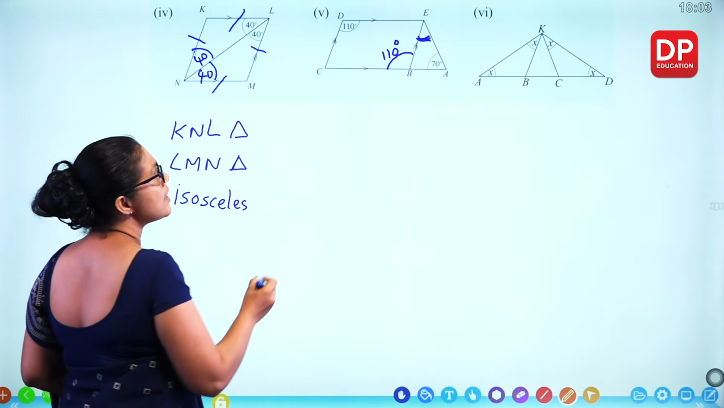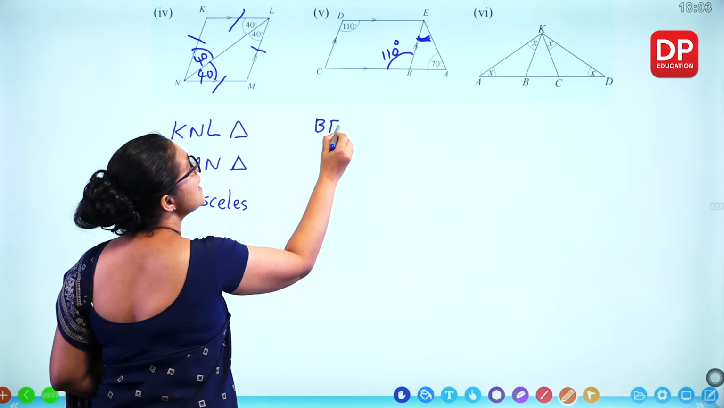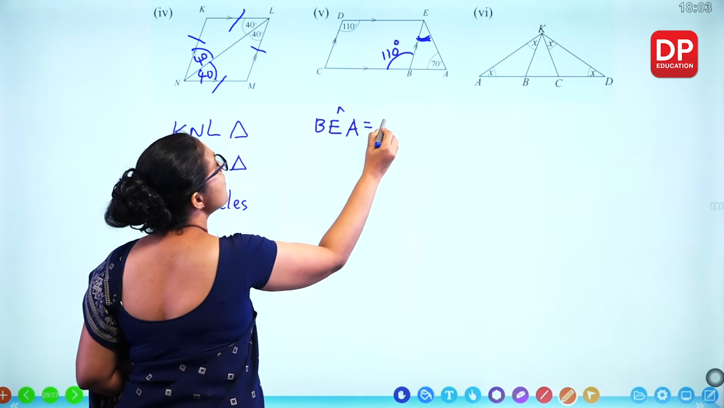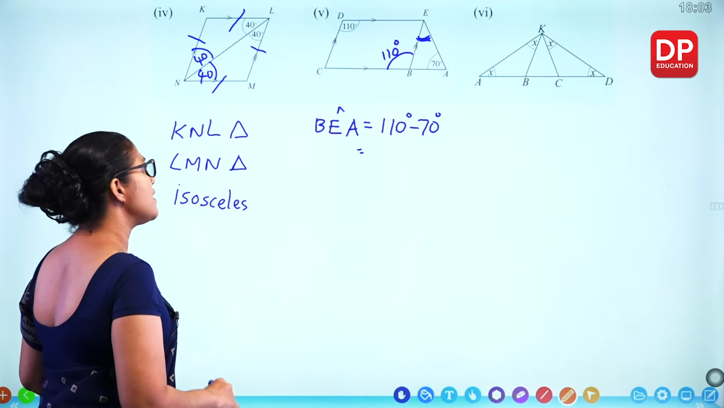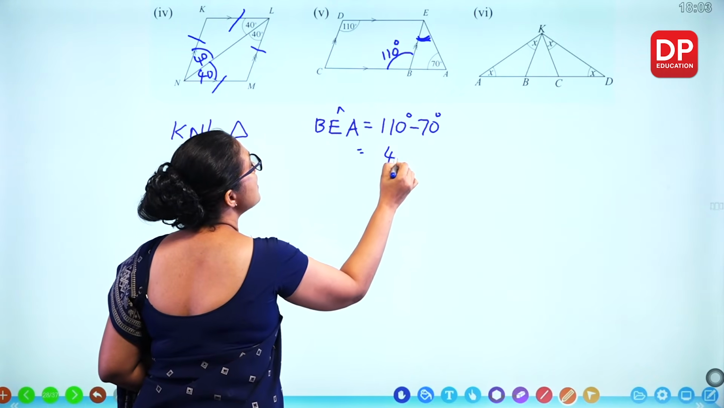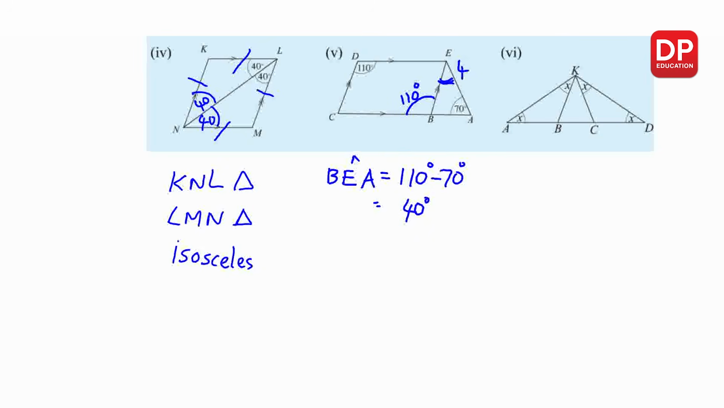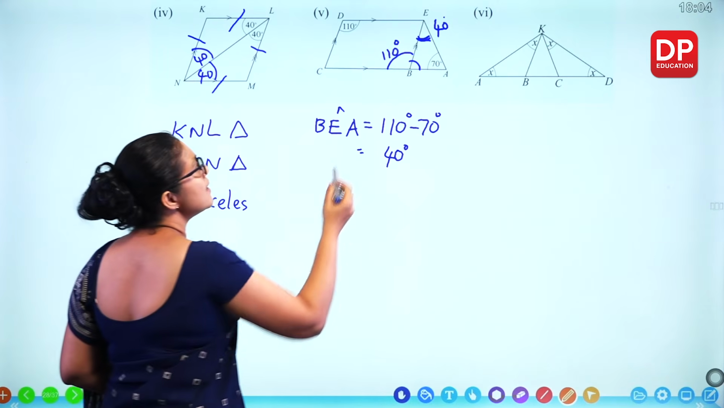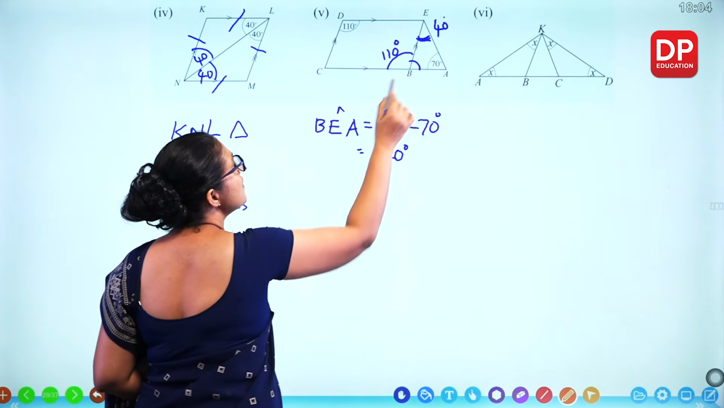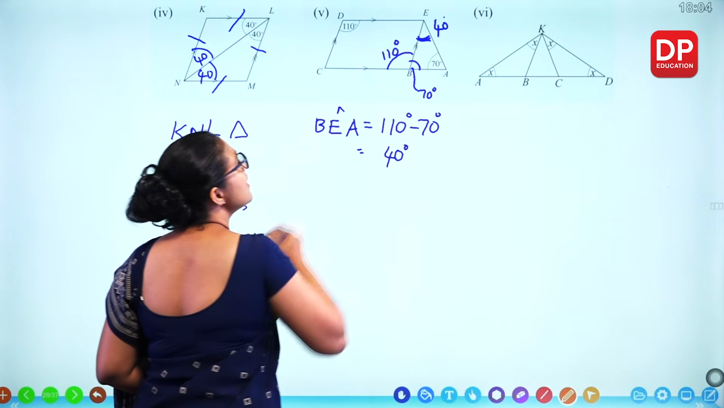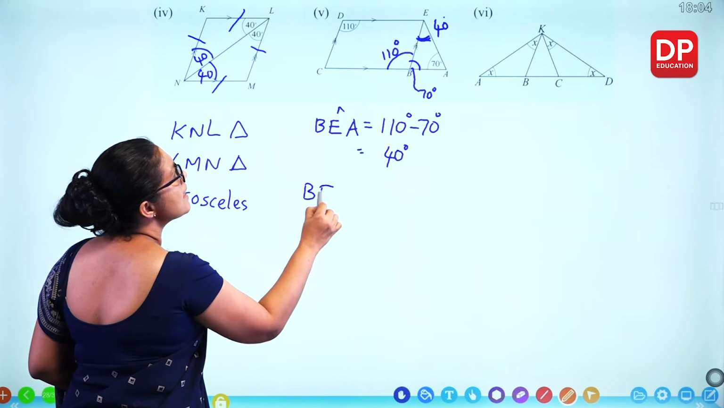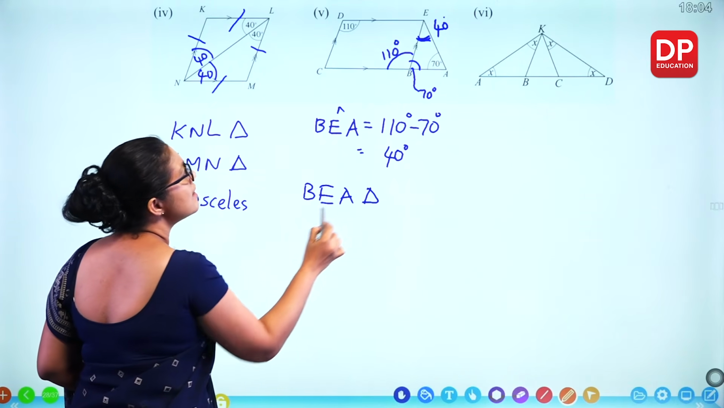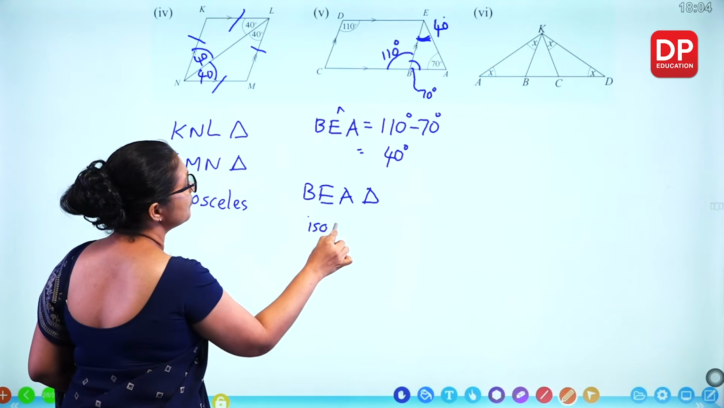So what can you say about angle E? So angle BEA is 110 minus 70. So what is 110 minus 70? 40 degrees. Now we can find this is 40. What about this angle? 180 minus 110. So this becomes 70 again. So what can you say about that triangle? BEA triangle is an isosceles triangle.